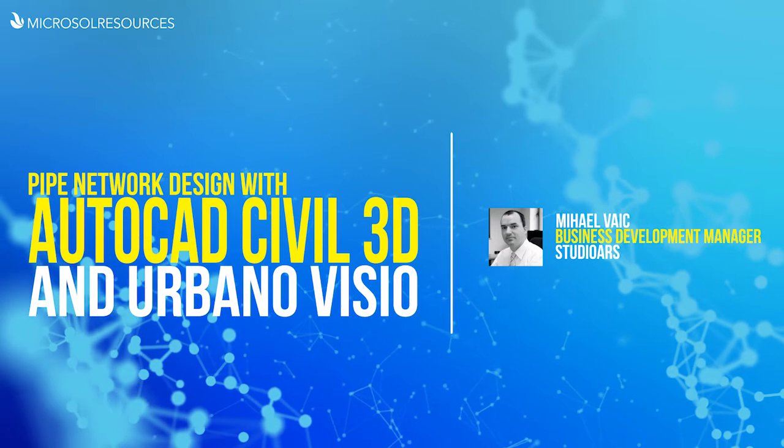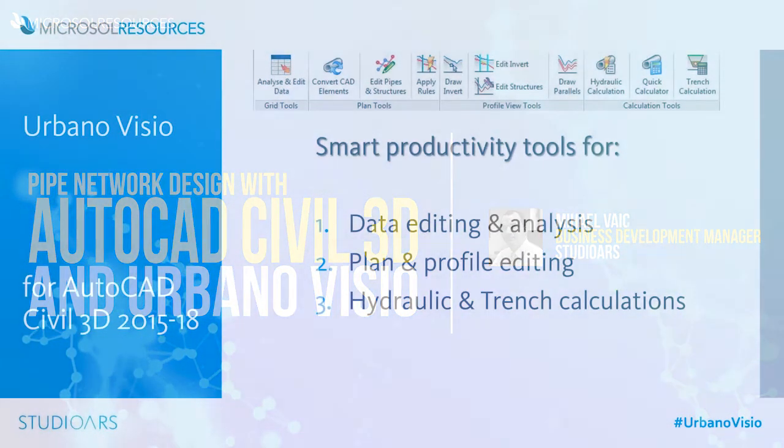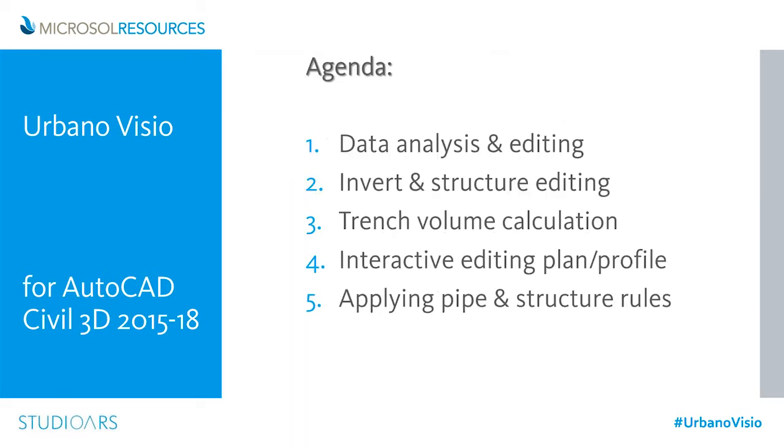So what is Urbano Visio? Well, it's smart productivity tools for pipe network design with AutoCAD Civil 3D 2015-2018. They help you with tasks like data editing and analysis, plan profile editing, and with some calculations.